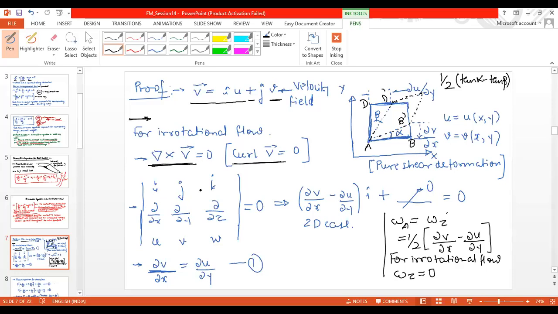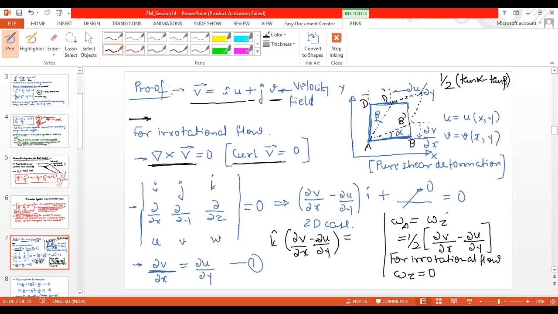If you write it in determinant form, with i cap, j cap, k cap, then delta by delta X, delta by delta Y, delta by delta Z, then U, V, W. Multiplying i cap, this will be delta W by delta Y minus delta V by delta Z. Similarly, minus j cap times delta W by delta X minus delta U by delta Z, and then k cap multiplied by delta V by delta X minus delta U by delta Y.